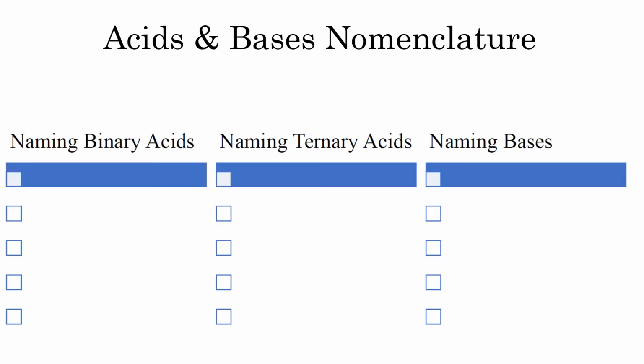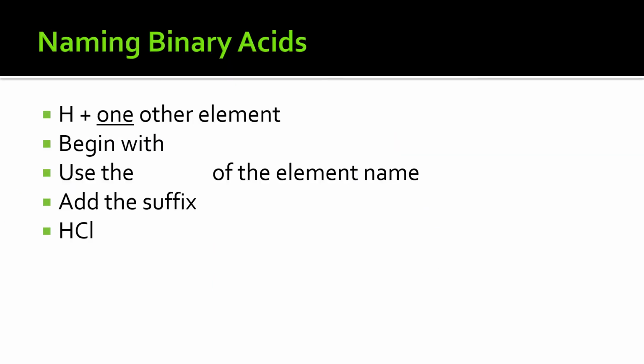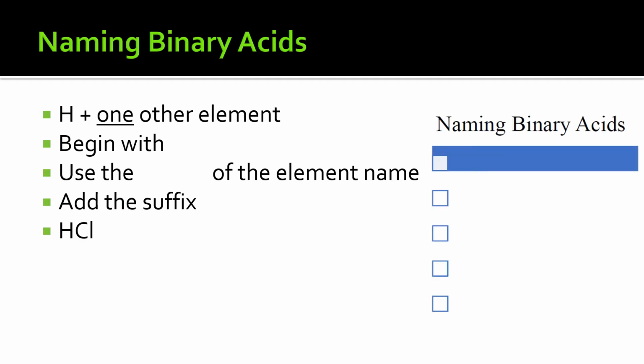Okay, turn to page 130. We're going to start off with naming binary acids. A binary acid is just an H, hydrogen, with one other element. I want you to write that above where you see naming binary acids on your graphic organizer: H plus one other element.